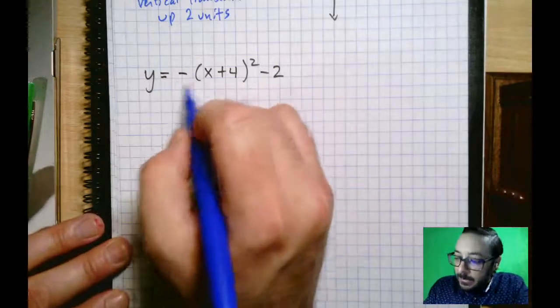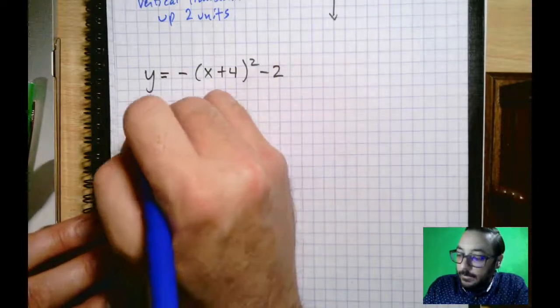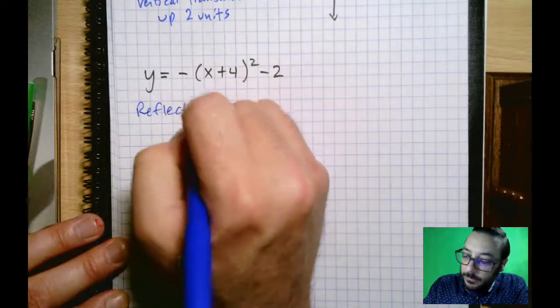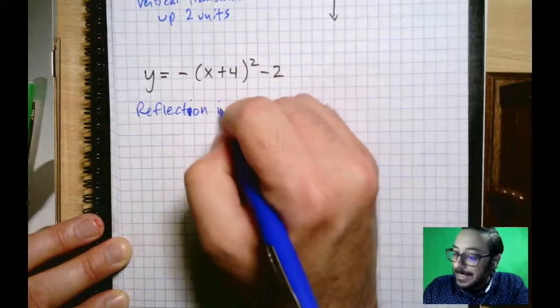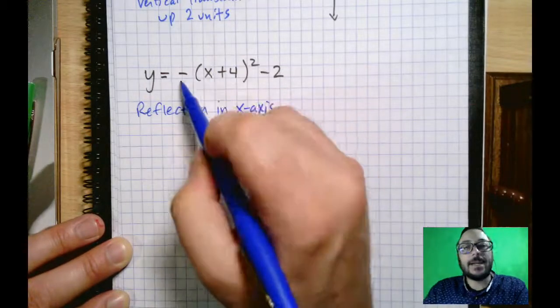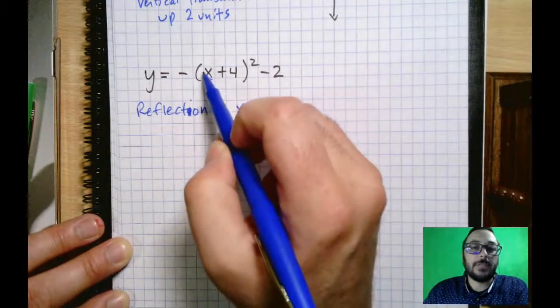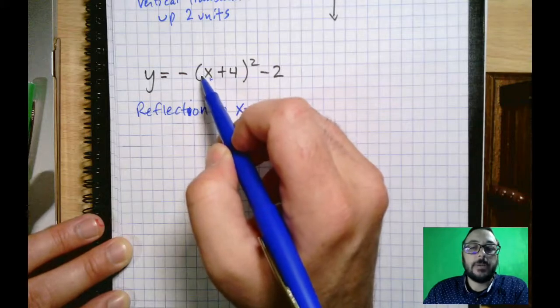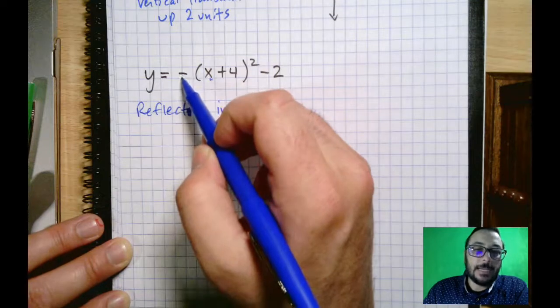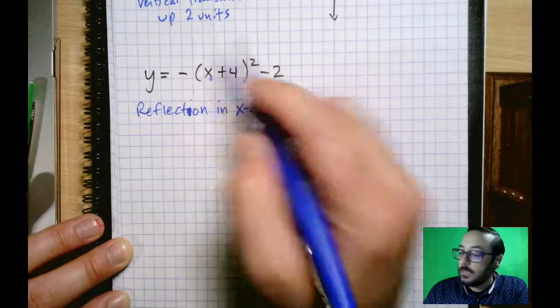The negative in front, that is a reflection in the x-axis, right? I know that because it's outside this set of parentheses, right? If the negative was inside, it would be a reflection over the y-axis, but the negative is outside, so it's a reflection over the x-axis.